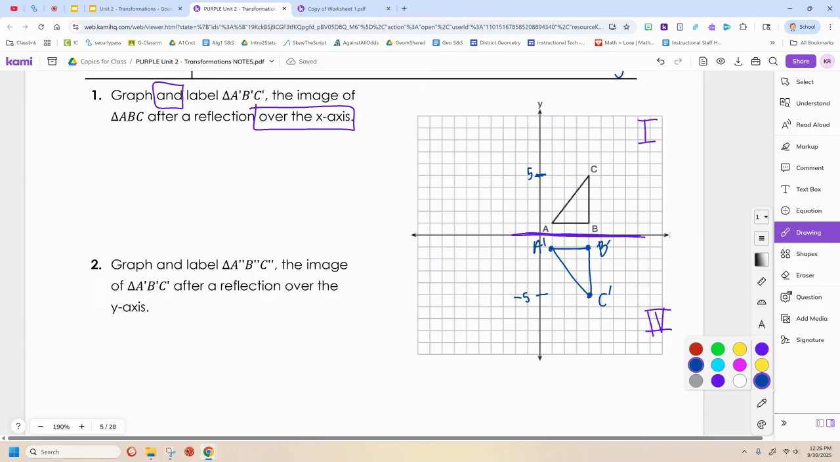All right, so let's quickly do this and see if we can figure it out. Point A doesn't help as much, but let's do point B and C. So point B's original location is at (4, 1). And point C's original location is at (4, 5).